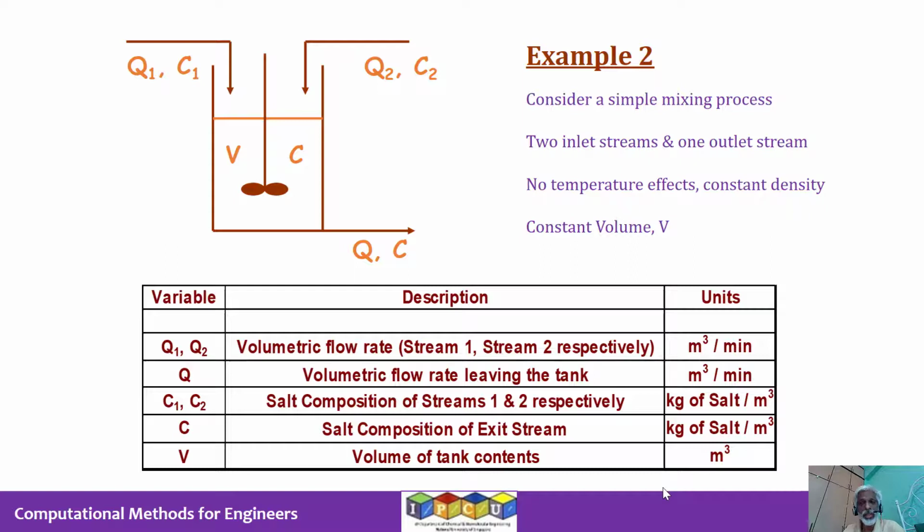Let us now look at the second example where we are going to consider a simple mixing process. Unlike example 1, this example shows the presence of two inlet streams, as you can see. The other aspect of this example is that there are different concentrations that we are going to work with, right? So that is the other variation or build up over example 1.